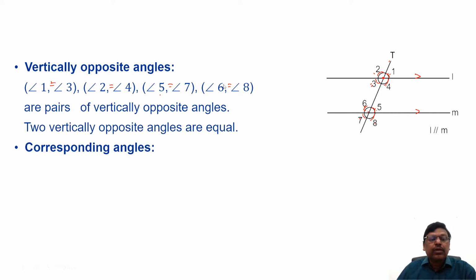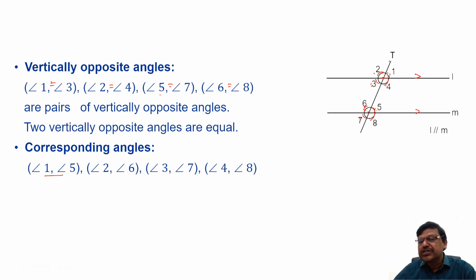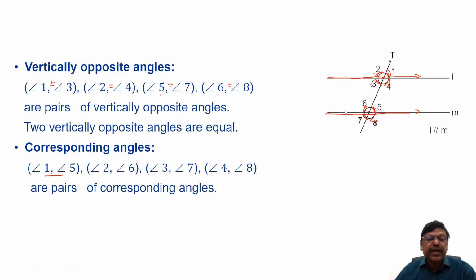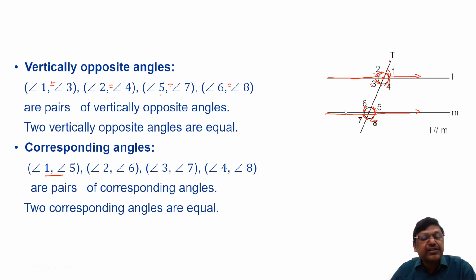Next, corresponding angles. If you look at 1 and 5, you can see the positions of 1 and 5. These are the two parallel lines. We have 1 and 5, 2 and 6, 3 and 7, and 4 and 8. These are called corresponding angles, and two corresponding angles are also equal. So angle 1 equals angle 5, angle 2 equals angle 6, 3 equals 7, angle 4 equals angle 8.